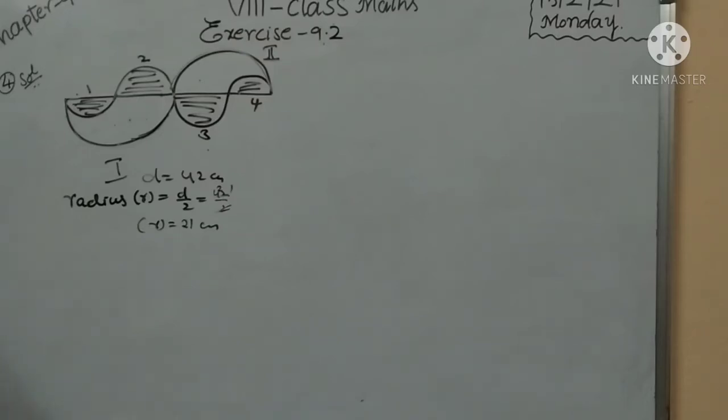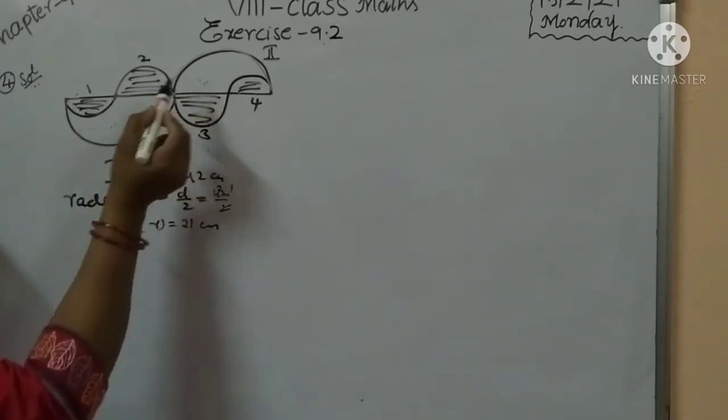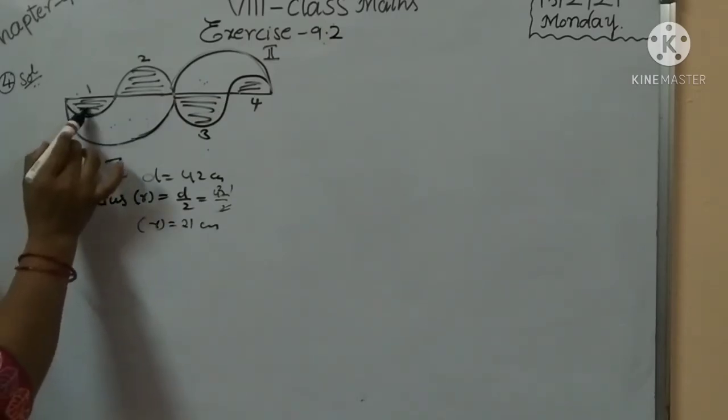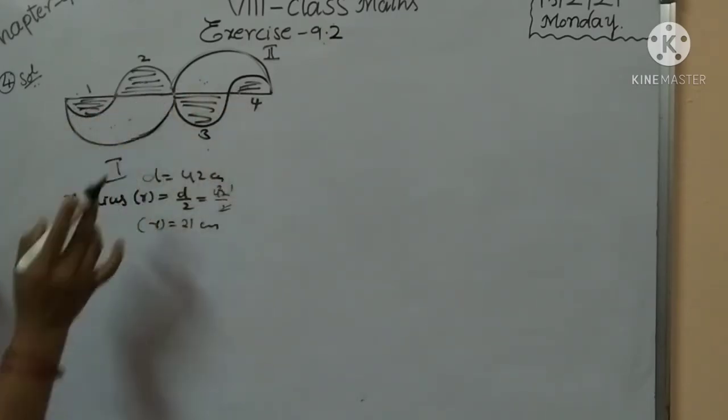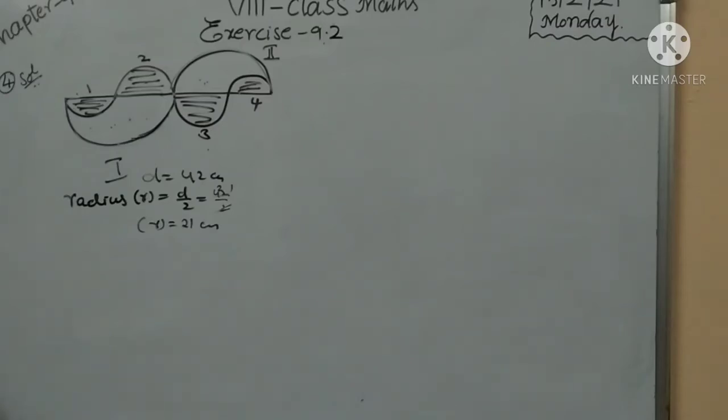R equal to 21 centimeters. So area of a bigger semicircle. So here how many bigger semicircles are there? 2. Okay, first four smaller semicircles is 4. Once observe the diagram. Area of shaded region. So here observe the textbook.